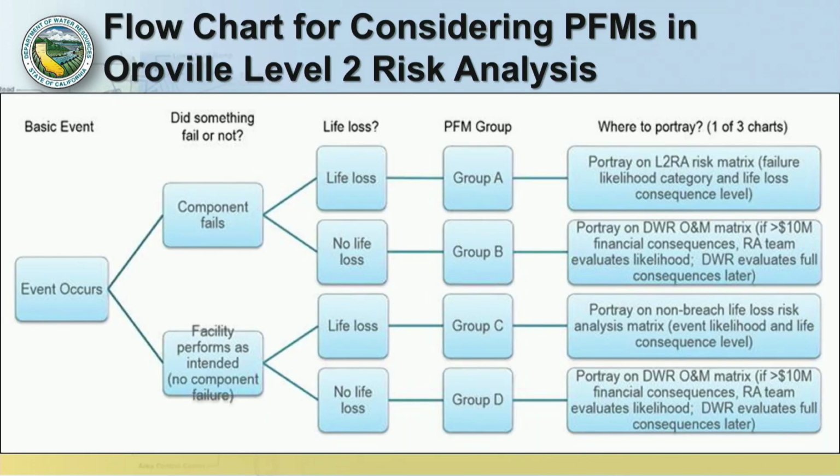The types of failures and consequences are divided into 4 groups, groups A, B, C, and D. The first thing to think is, does the event occur? Does the component fail? So if it fails, is there life loss? If there's life loss, that's group A. If the component fails, and again, the component could be a radial gate or part of the embankment, but there's no life loss, that's group B.